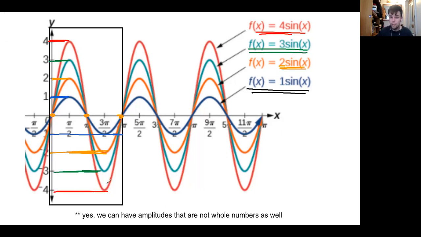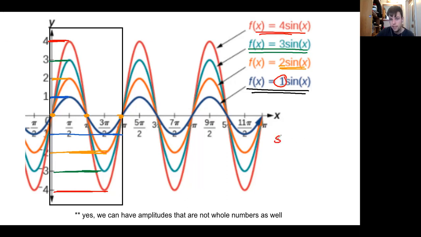We can have any amplitude we want. These are whole numbers, and they're not even that big. We could have way bigger amplitudes if we want. We could have an amplitude of 100 or 1,000,000 or whatever. I mean, those could exist. They would be pretty obnoxious to draw, but we could do it. We can also have amplitudes that are not whole numbers, so fractional values. We could have amplitudes that are even smaller than 1.